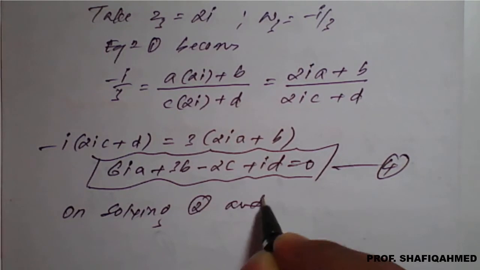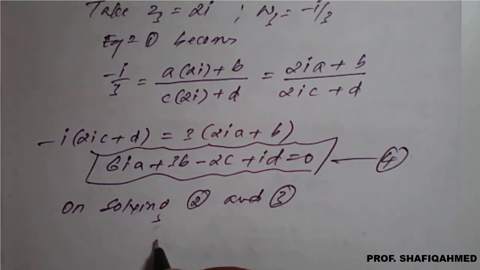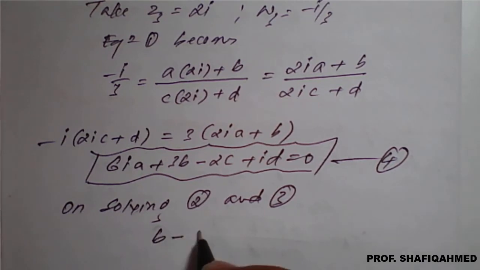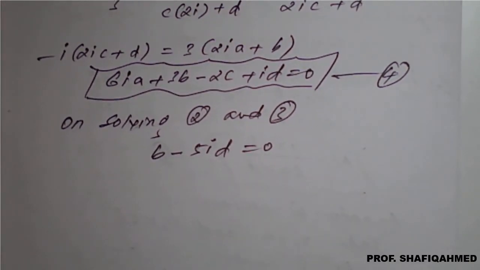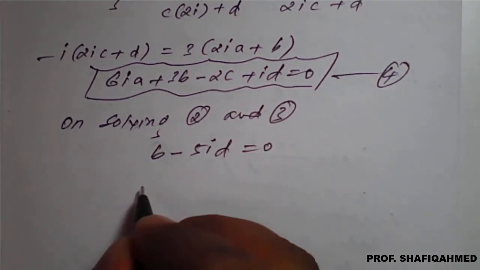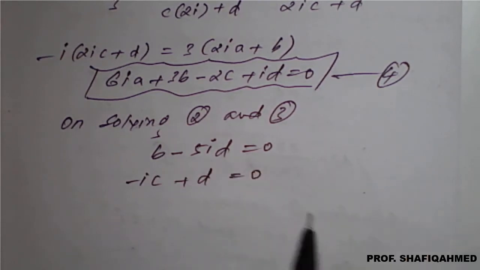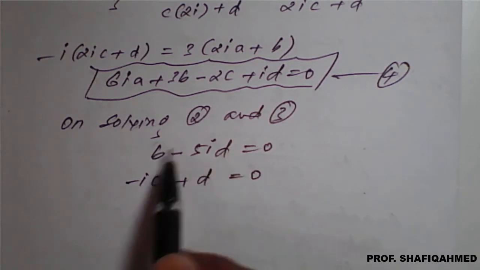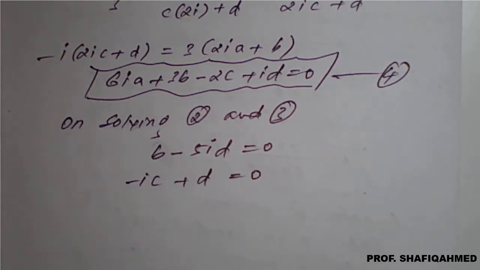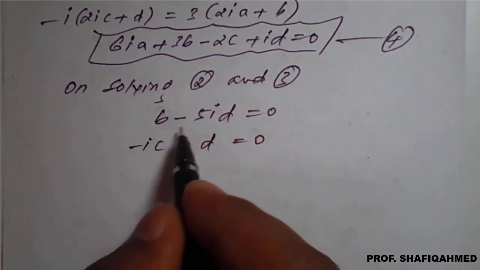equations 2 and 3. Equation 2 is B minus 5iD equal to 0. You can check. Then equation 3, what we got, is minus iC plus D equal to 0. This is equation number 2 and this is equation number 3. So we'll rearrange 2 and 3 now again.